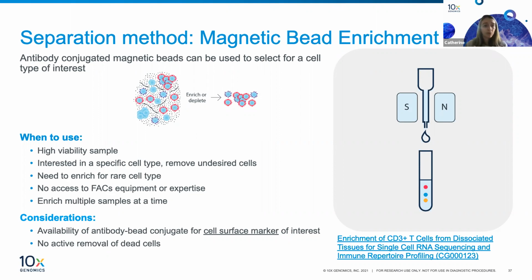What you do need to be aware of with this technique, however, is that you can really only isolate that specific cell type. Once you've performed this, you can't then go and remove dead cells using that magnetic dead cell removal. So you need to be working with a high viability sample so that you can move forward following this protocol.